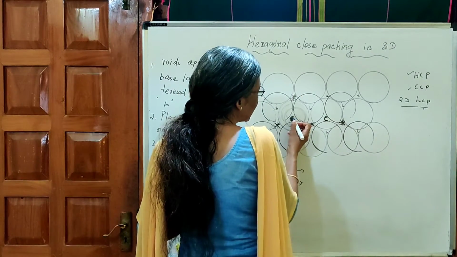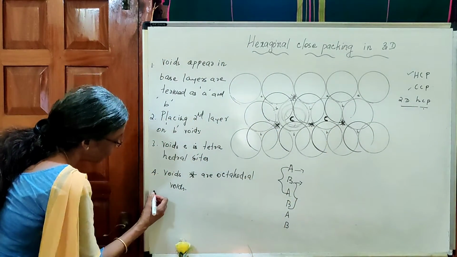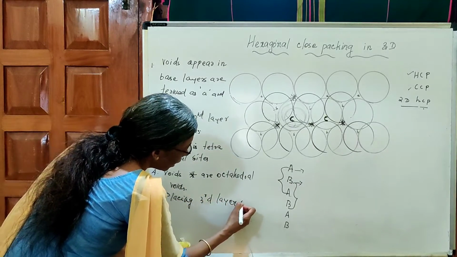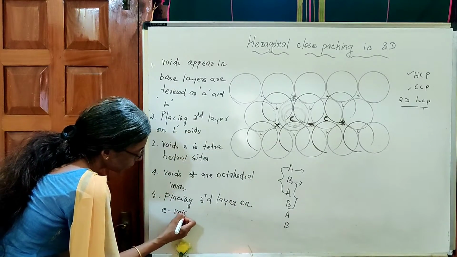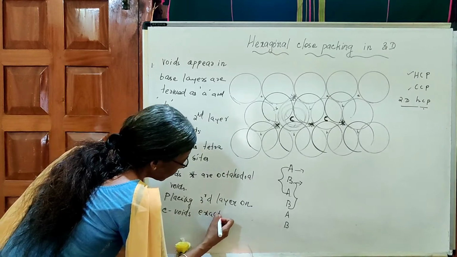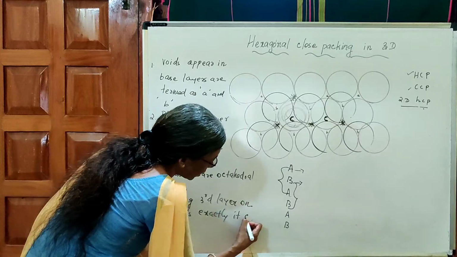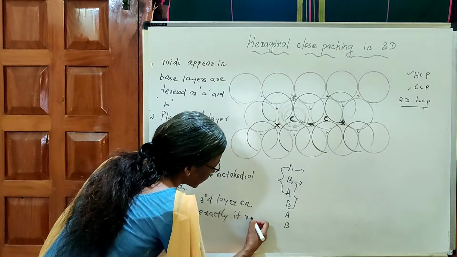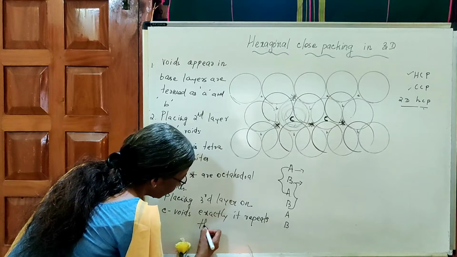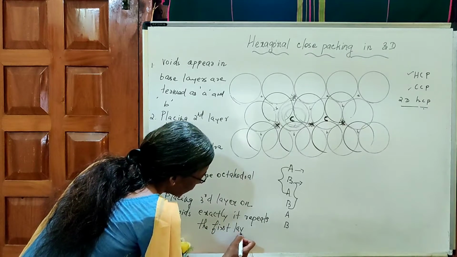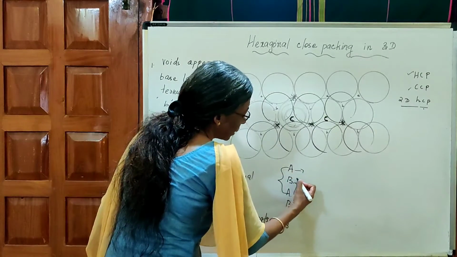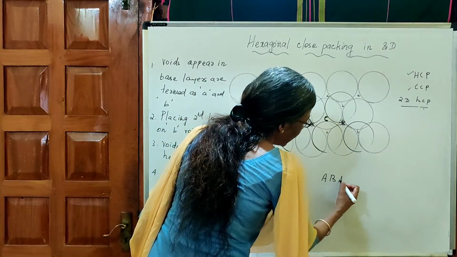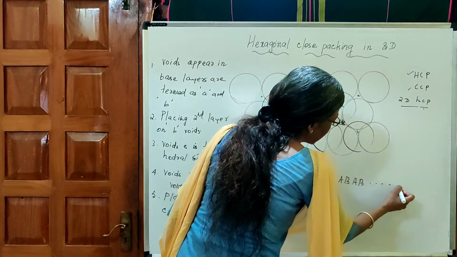If you are placing the third layer on C voids, it repeats the first layer. So A is the first layer, then B, and the third layer is again similar to A. So A, then B, then A, B. We can write here AB, and like that it goes on repeating.